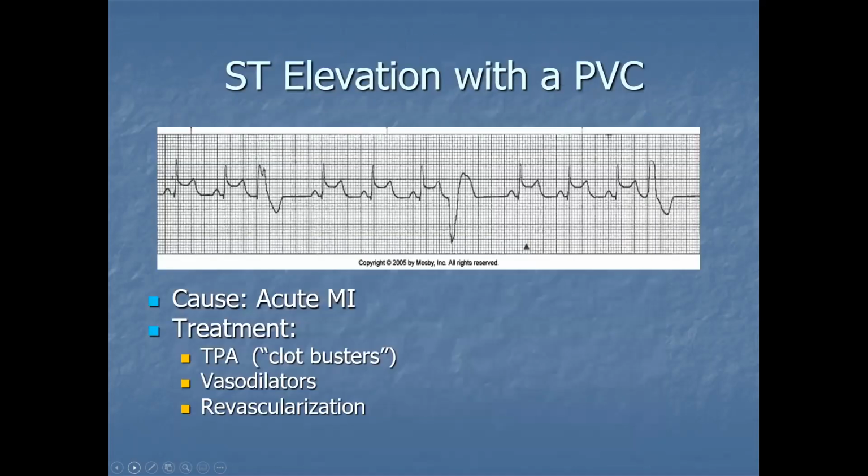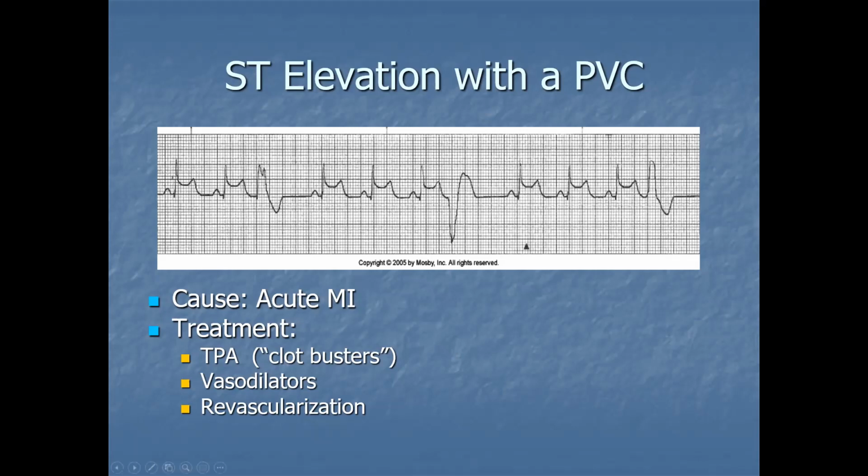There's an ST elevation with a PVC. What's significant about these PVCs is that they're multifocal. The one in the middle looks different than the one all the way on the right-hand side, which is suggesting that the pathology is multifocal, that the problems with the patient's heart are more widespread than being localized to one area.